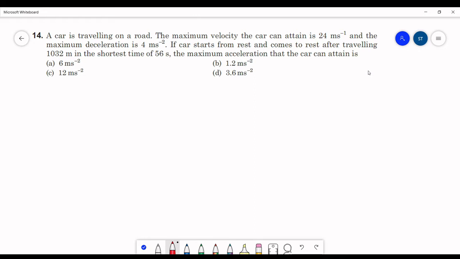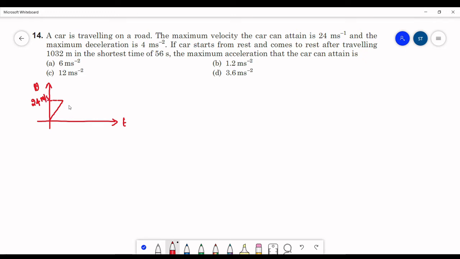So here I am going to solve this question with the help of a velocity versus time graph. So let us consider the velocity versus time graph of this car. Initially the body is starting from rest and it will be accelerating for a certain time. After that it will be attaining its maximum velocity. According to the question, the maximum velocity is 24 meters per second.